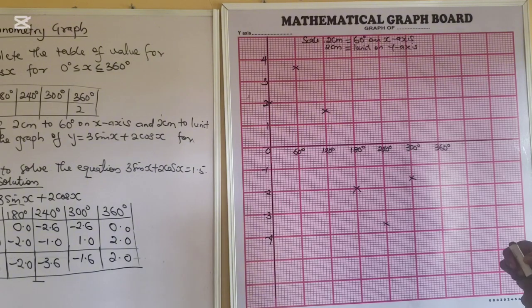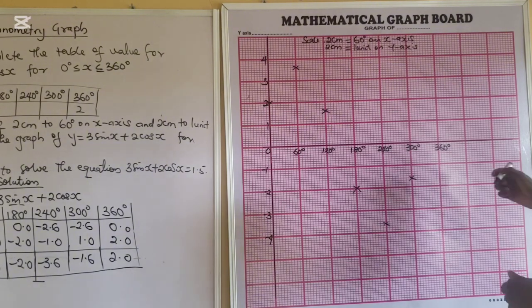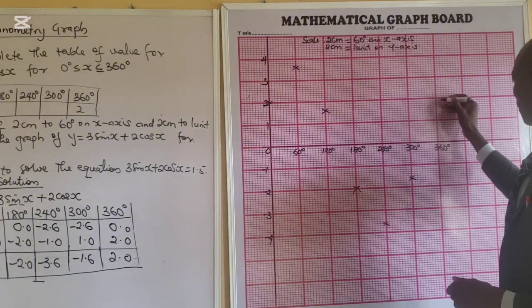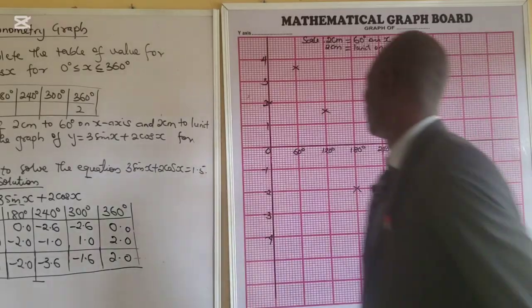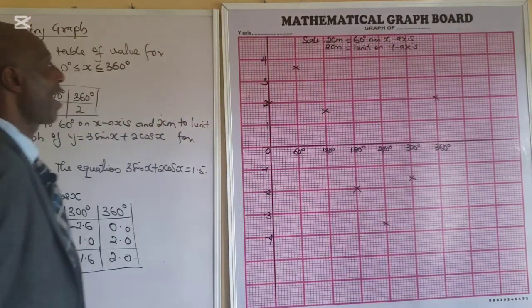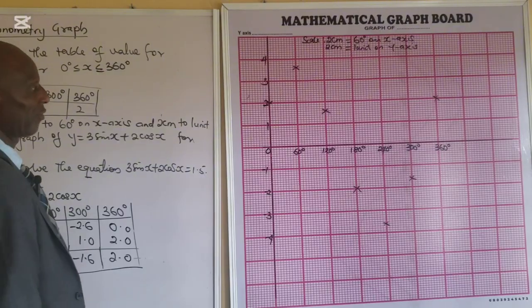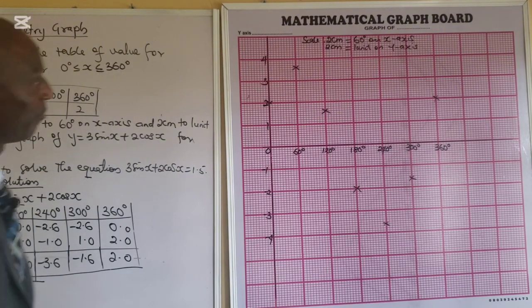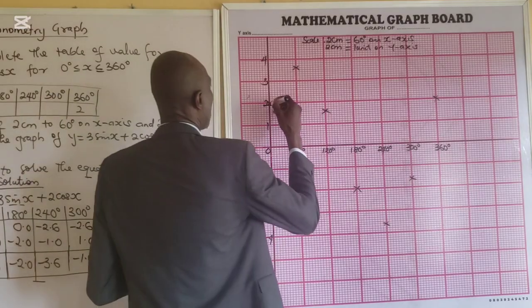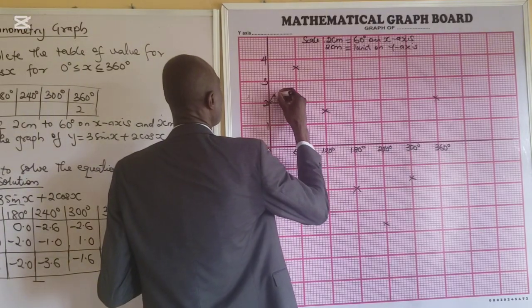When it is now 360 degrees, it is 2. It's coming up here. So now we cannot join. When I was in my SS1, my teacher told us to use a broom. I'm not used to broom. I'm used to free hand. So let me draw my own.